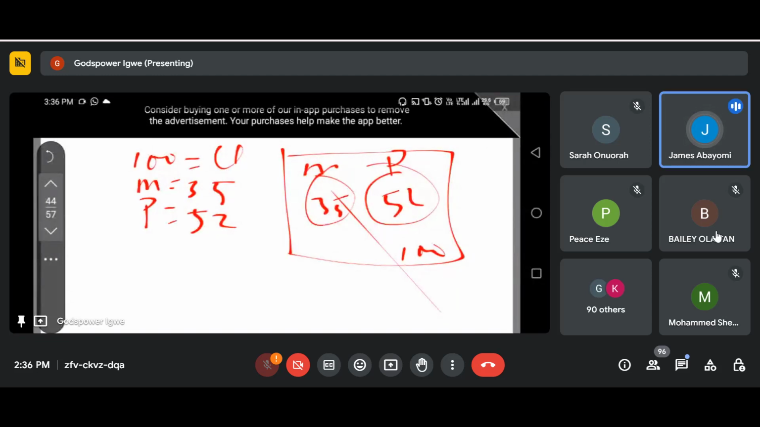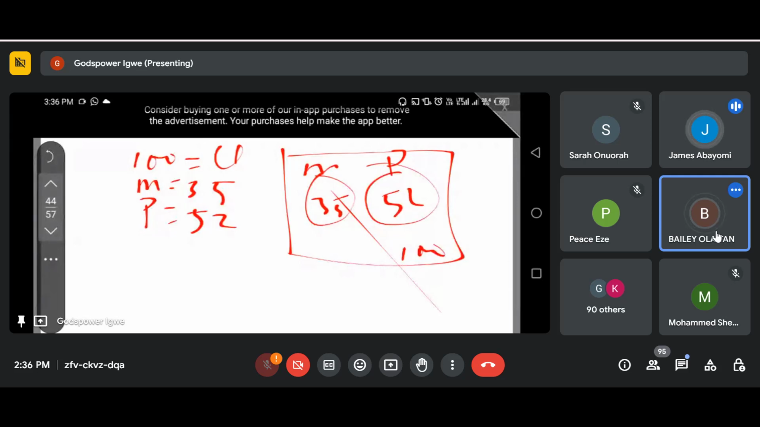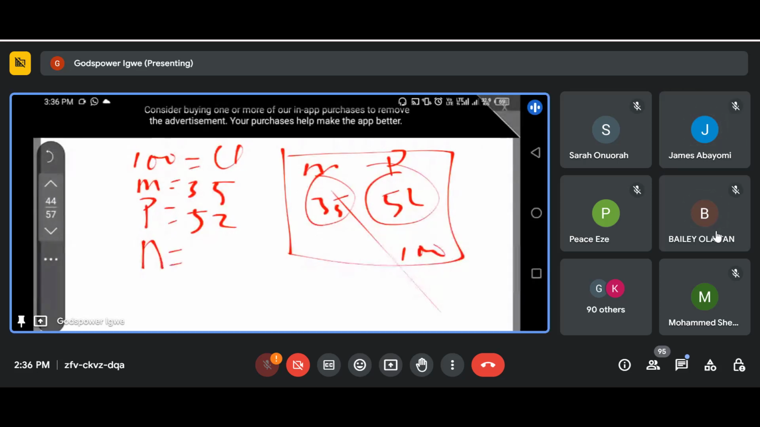Mr. Godspower, there is still another piece of information missing: the people that did both maths and physics. What's the number? 18. So the intersection is 18. So we go over here. Now they're saying there are people that did these two things together, and they are 18.